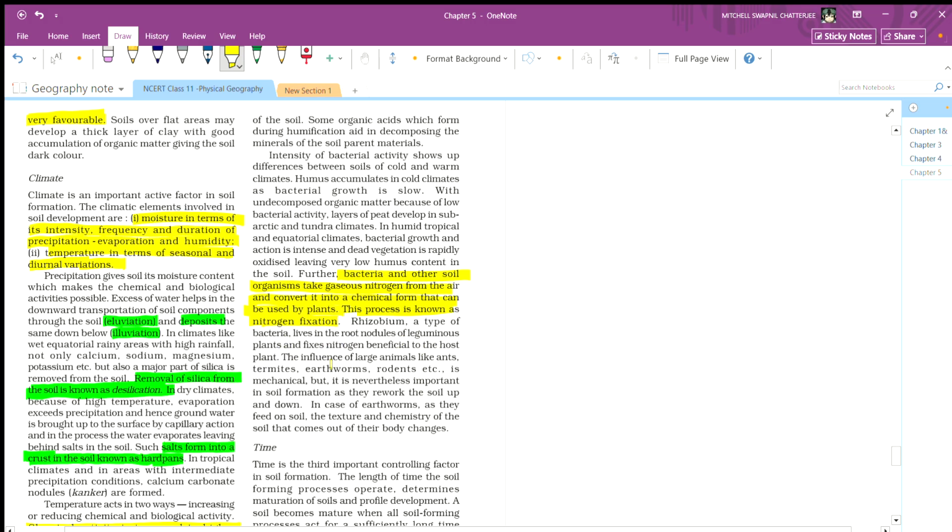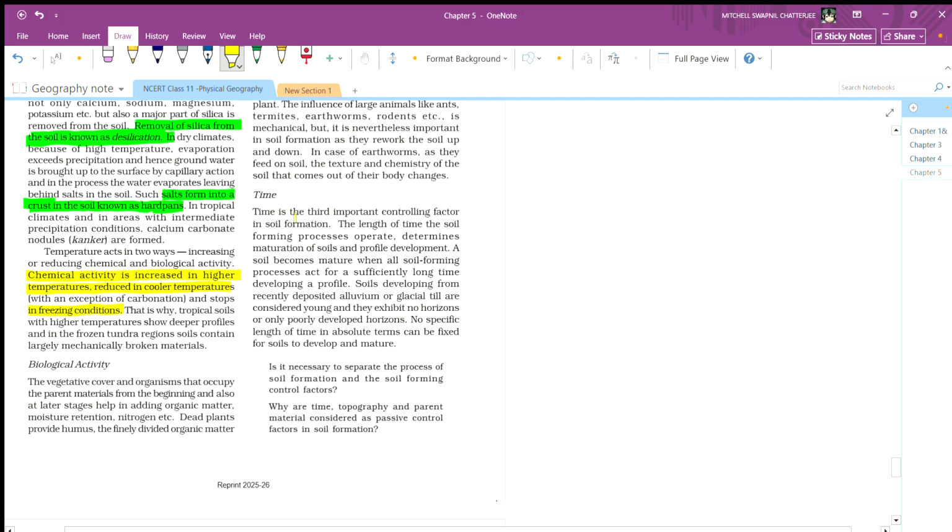The influence of large animals like ants, termites, earthworms, rodents, etc. is mechanical, but it is nevertheless important in soil formation as they rework the soil up and down. In the case of earthworms, as they feed on soil, the texture and chemistry of the soil coming out of their body changes.